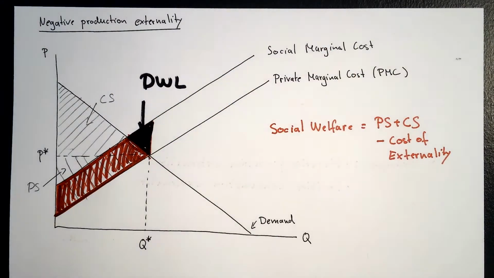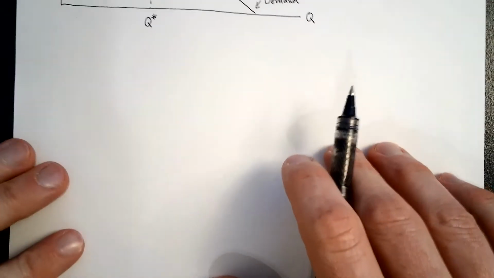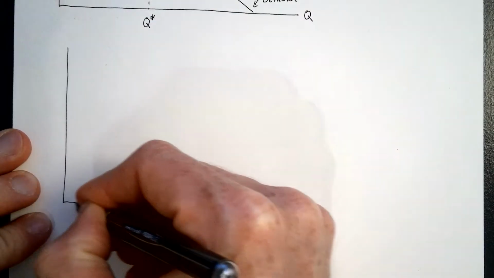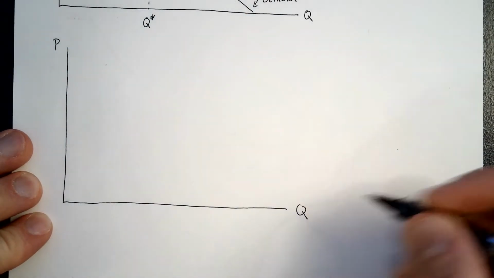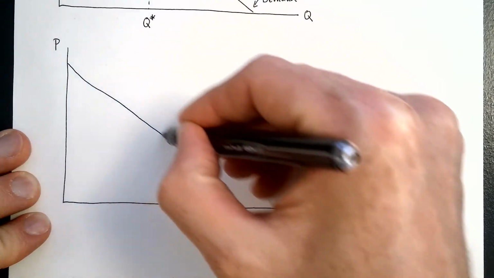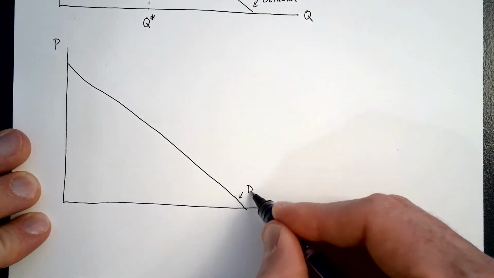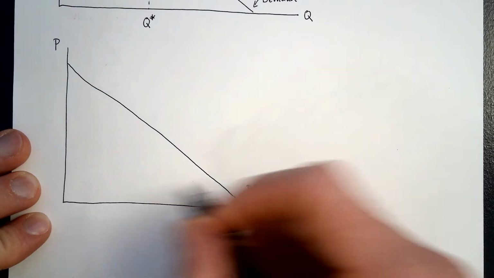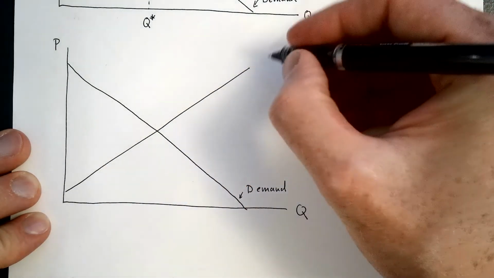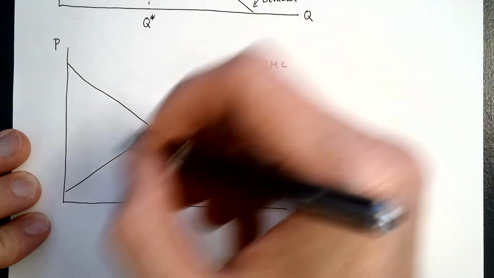Okay, now the question is, well, could society do better? Could we restore efficiency here? And so what we are going to see next is I am going to redraw this picture, in the sense that we have again price on the vertical axis, quantity on the horizontal axis. We have the demand function, and then we also have the private marginal cost and the social marginal cost.